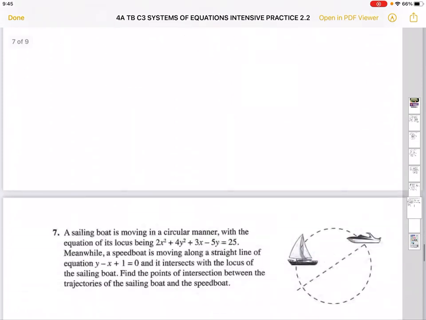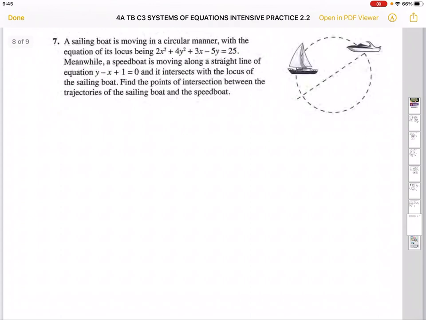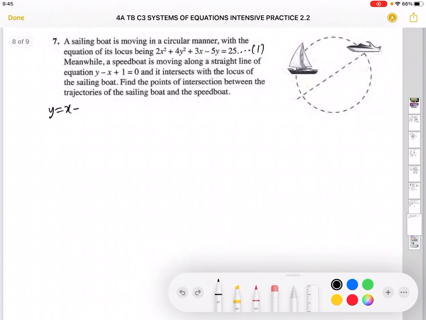Okay, so here again you have a sailing boat moving in a circular manner. The equation of the locus is given, and you have a speedboat moving on a straight line with this equation. So let's make y or x the subject. I think they're both the same. If you look at the number of x and y that we have in this equation, they have an equal number of x and y. I will just make y the subject. If you want to make x the subject, it's okay. It's going to be the same.